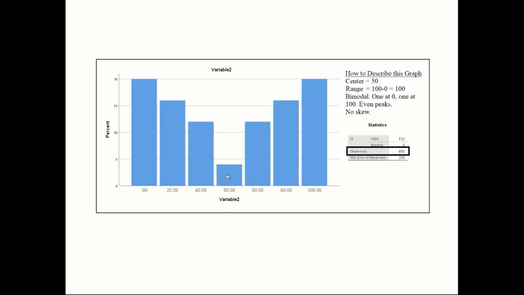In this graph, the center or median is 50. The range is 100, the largest value, minus 0, the smallest value, which equals 100. The graph is bimodal, with one mode at 0 and the other mode at 100. The peaks are even. And there is no skew as the left and right sides of the graph extend about the same from the center of the graph. And the skewness value from SPSS is 0.